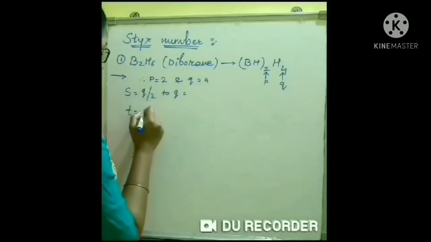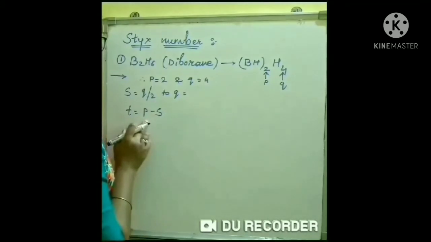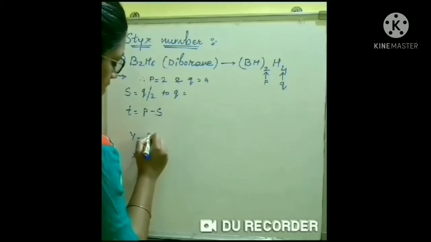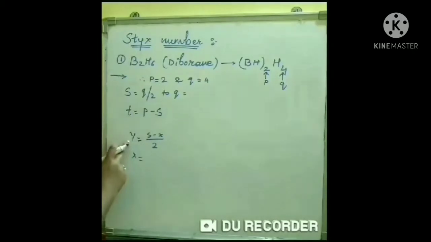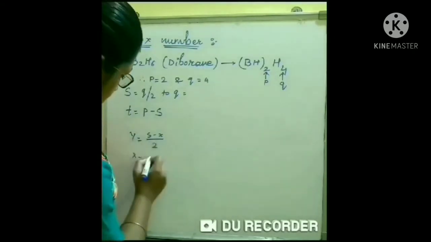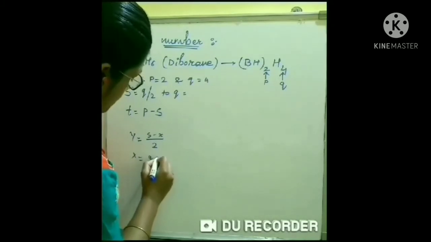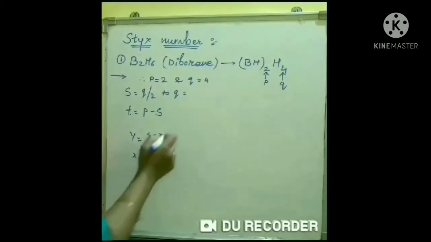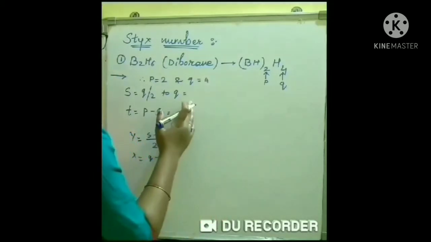Then next, T. The equation for T is P minus S. Then Y: S minus X upon 2. This is the equation for finding the value of Y. Then the last one is X: Q minus S. This is the equation for finding X. Now just put the values and find out the answers.